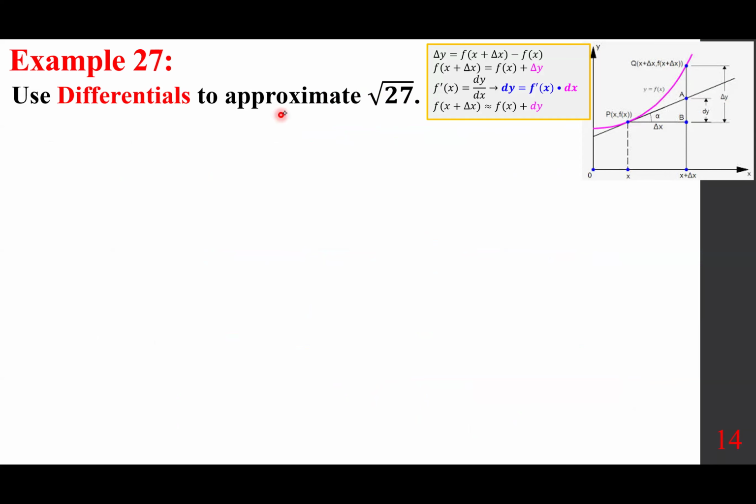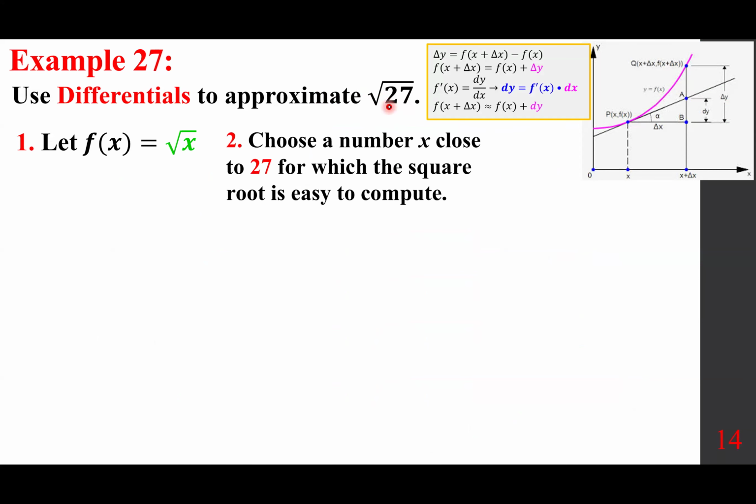Use differential to approximate the square root of 27. First, we need a function. What function? All you have to do, read this: square root. So you need square root of x. And then you need a number. Choose a number x close to 27 for which the square root is easy to compute. Obviously, it's 25 because we should know square root of 25 is 5.